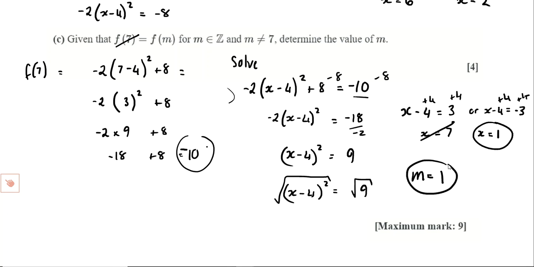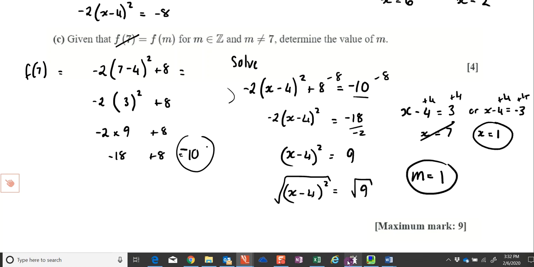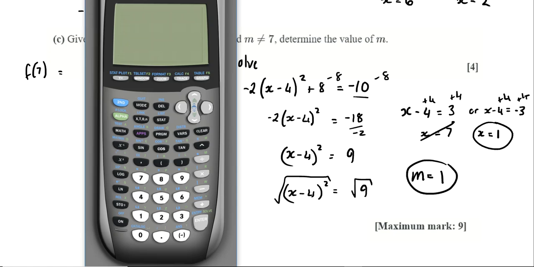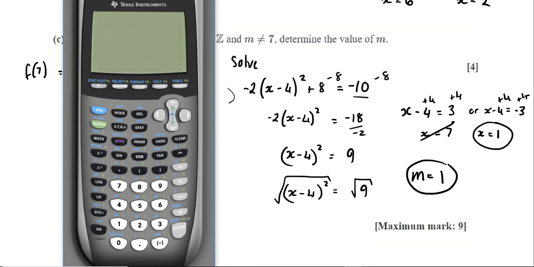Right. Now, how can we do that on our calculator? Because it's good if we can solve everything on our calculator. It's really nice. So like you were already doing, let's put in the equation. So -2 brackets x minus 4 squared, and then we've got +8. If I draw my graph, there you go, fits on my screen nicely.